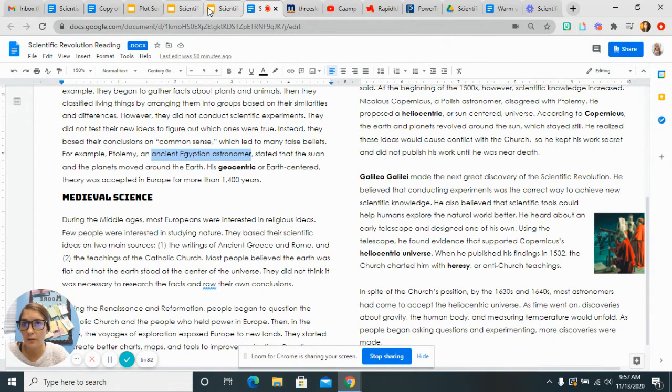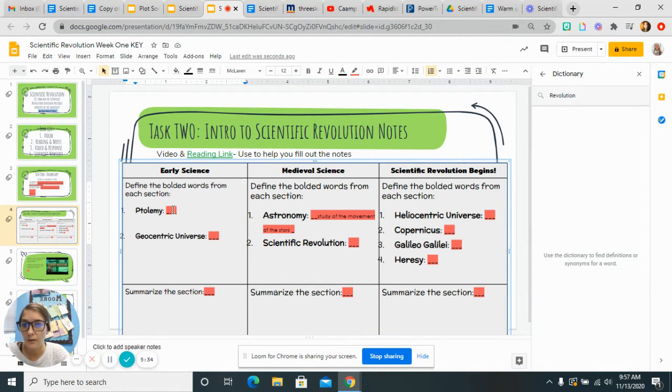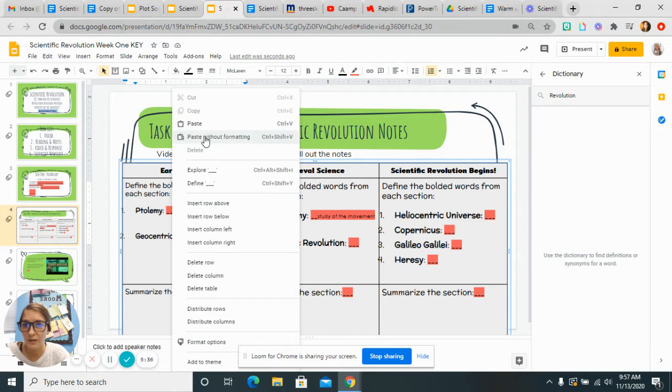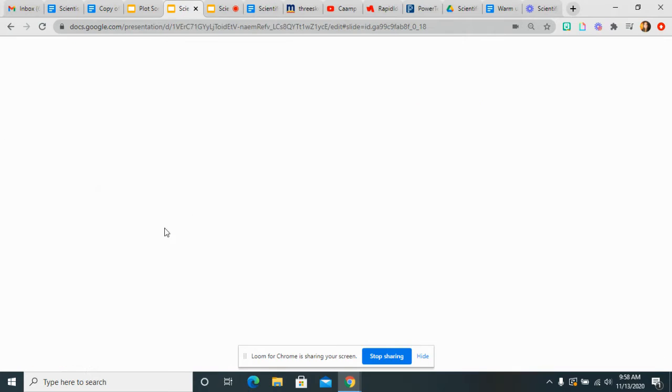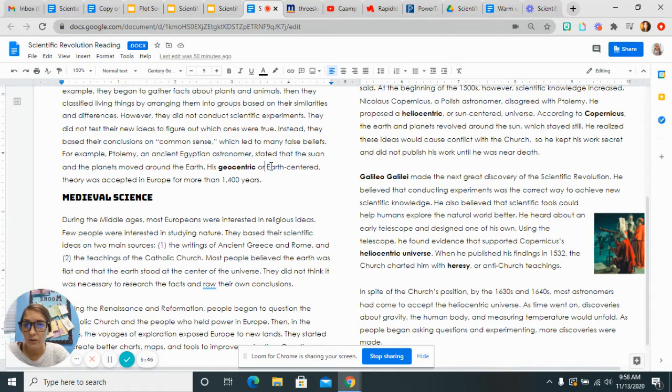So now we know who Ptolemy is. I'm going to paste without formatting so that I don't have to do the thing again. And then he believed in geocentric universe, which is where the earth, let me go back to the reading, sorry, where the earth is in the center of the universe.